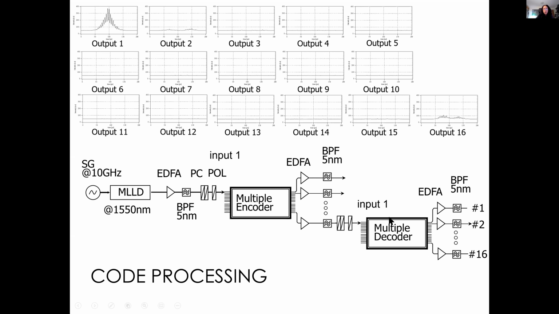So take one code, send it to the same device, and you see that at the matching port you see a peak, and at all the other ports you see basically no signal. So by reading at which port you see the peak, basically you can recognize the code.